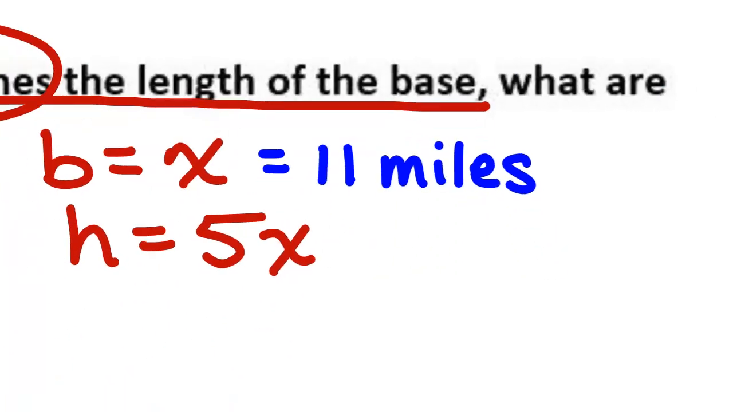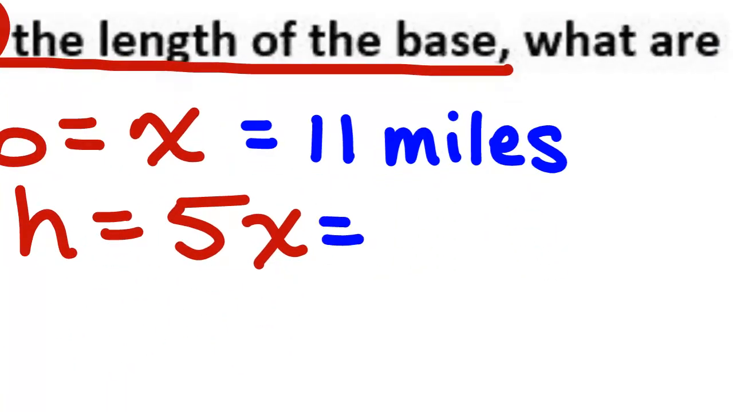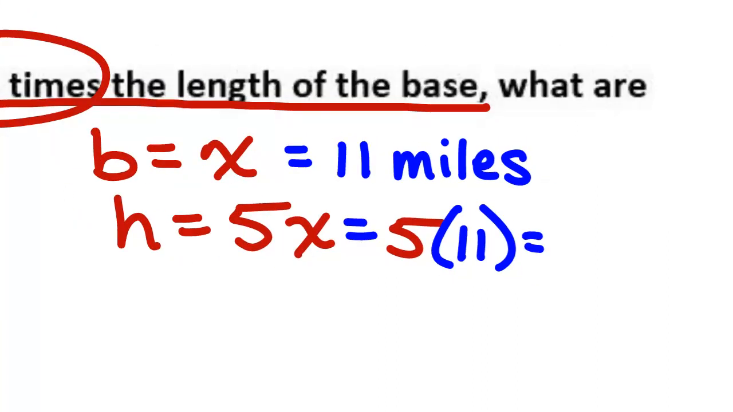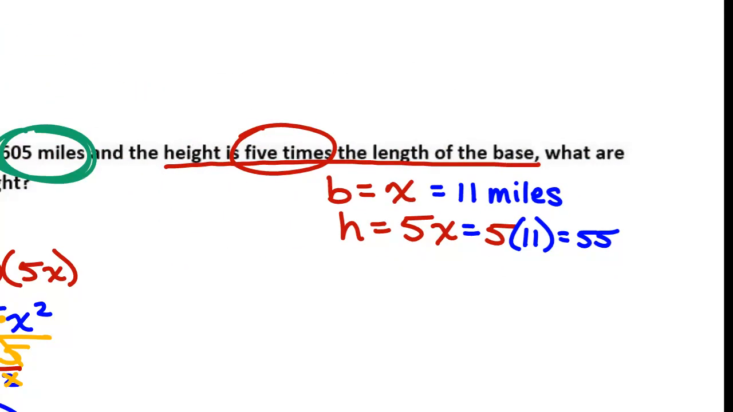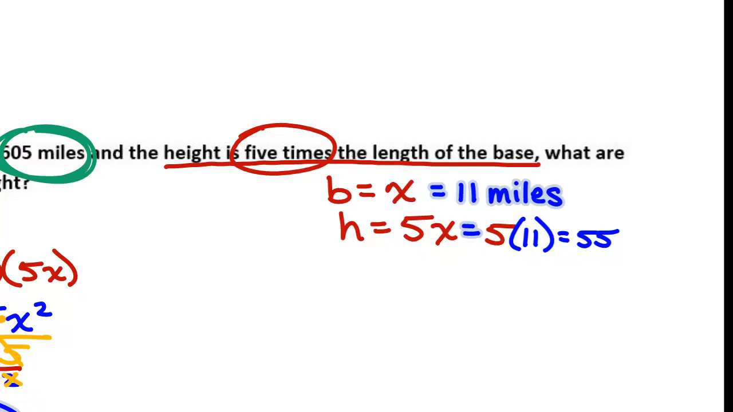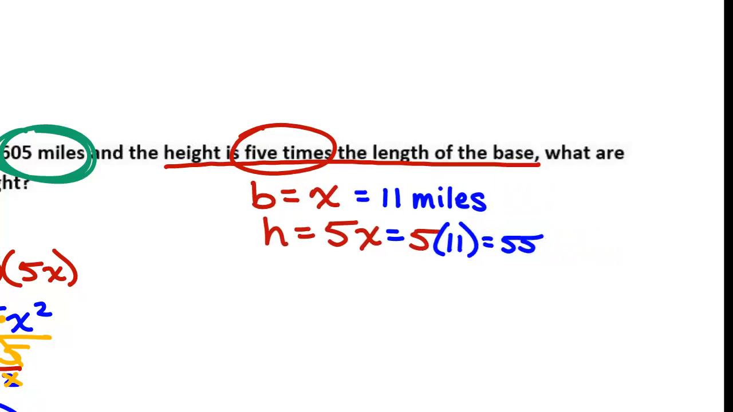The height is 5 times that. What is 5 times 11? 55. So my height is 55 miles. Give me just a moment and I'll add my units on there. There we go.